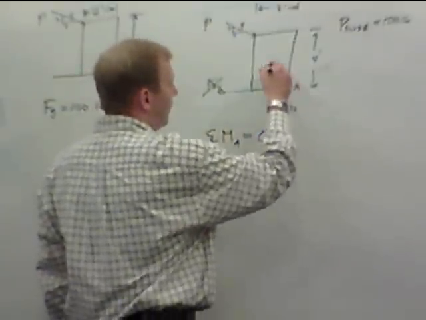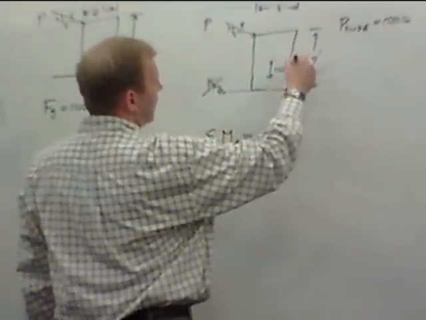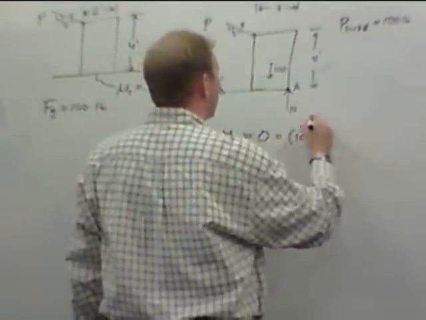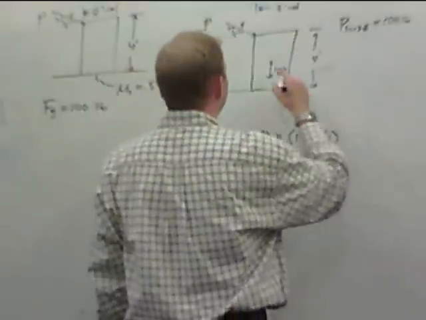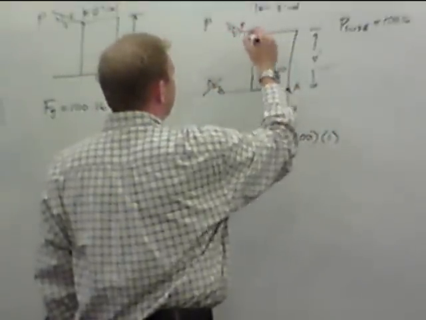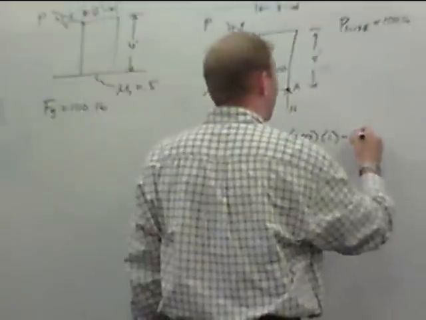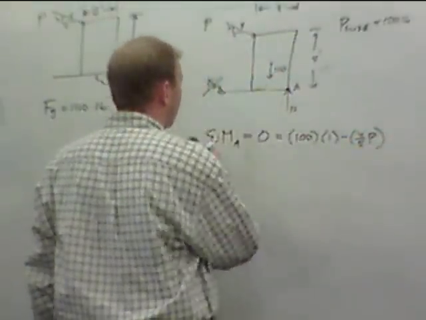So we're going to have 100, actually this will be space. 100 is going to cause rotation counterclockwise about A, so that's positive, times its distance, which is 1. We have the x component of P, which is going to go clockwise, so that's minus. The x component is 4/5 P times, I didn't have enough space.